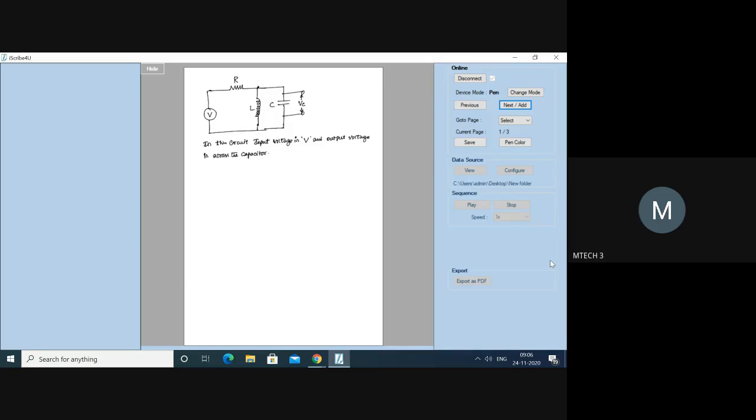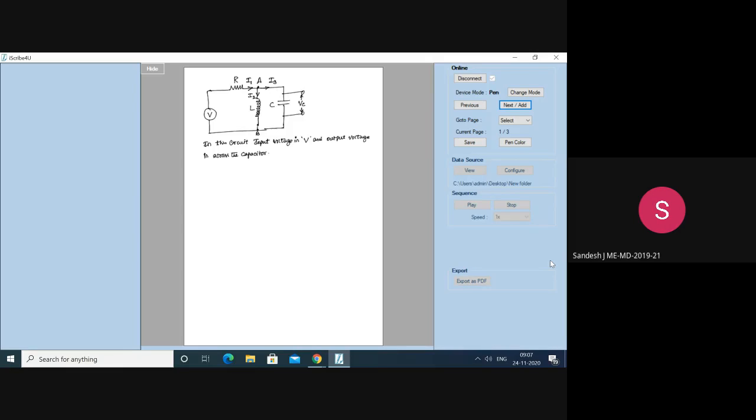Now please note down this point as A, node point as A, this point as B. Now this one is I1. Current through the inductor is I2. Current through the capacitor is I3. Are you understanding?